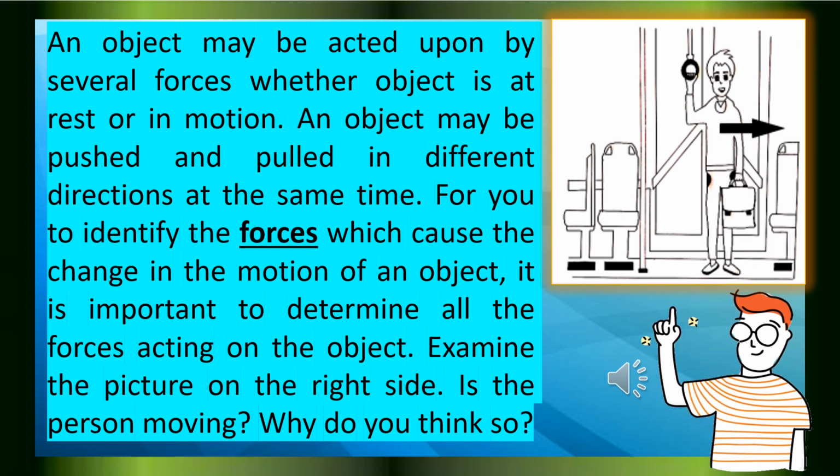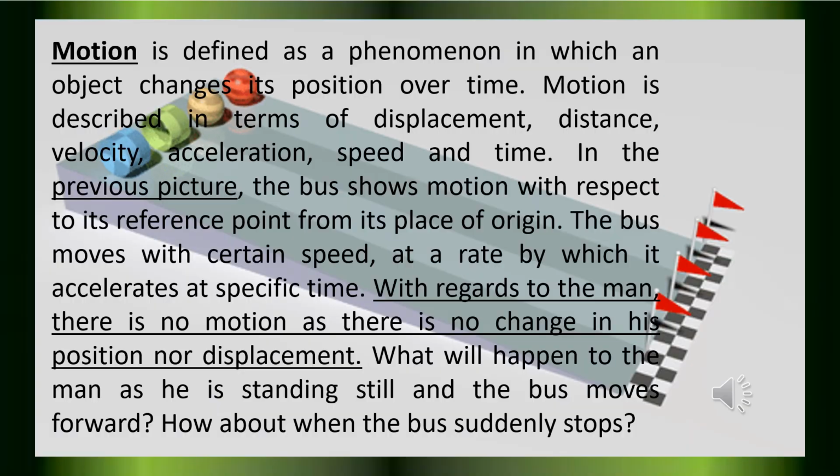For you to identify the forces which cause the change in the motion of an object, it is important to determine all the forces acting on the object. Examine the picture on the right side. Is the person moving? Yes or no? Why do you think so? Motion is defined as a phenomenon in which an object changes its position over time. Motion is described in terms of displacement, distance, velocity, acceleration, speed, and time.